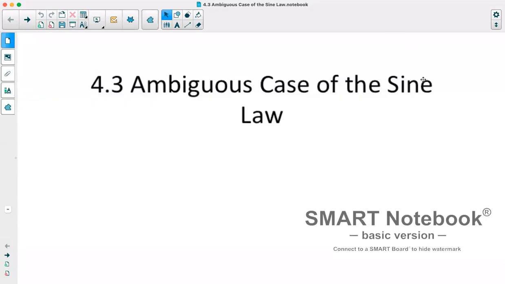Hi, today we are looking at section 4.3, which is the ambiguous case of the sine law. The ambiguous case of the sine law is one where the information given to us could create 0, 1, or 2 triangles. In these situations, we're only using our sine law and our cosine law to solve them.